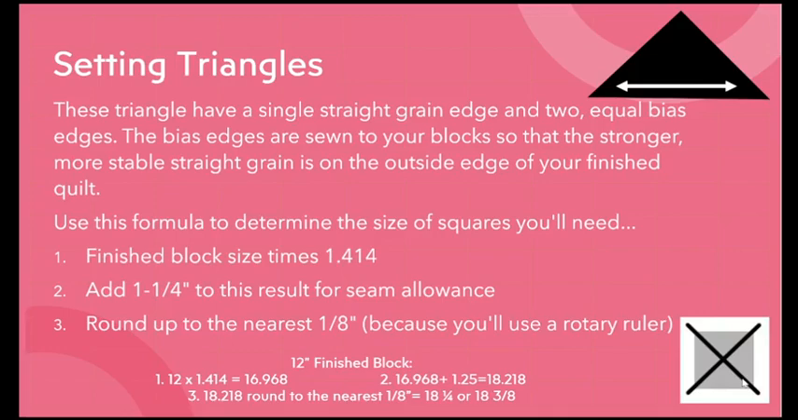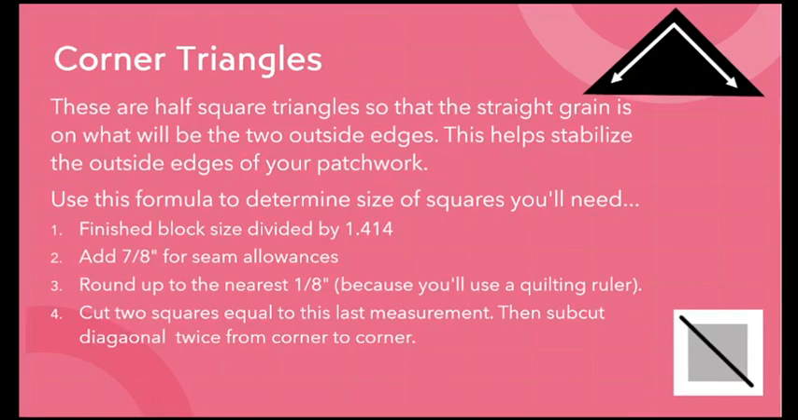So you'd have to figure out how many you needed, and that's the number of squares that you would cut. Corner triangles are cut out of half square triangles. For the corner triangles, we want the straight of grain to be on the two edges. They're opposite of the setting triangle, and this long edge here at the bottom is going to be our bias edge. So be very cautious when you're sewing, and if you have to seam rip, along that line. A corner triangle, usually you cut a square and cut it in half diagonally from one corner to the other, one time.